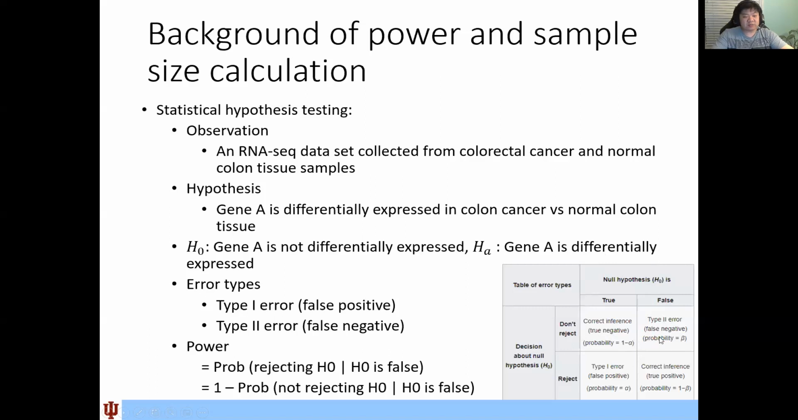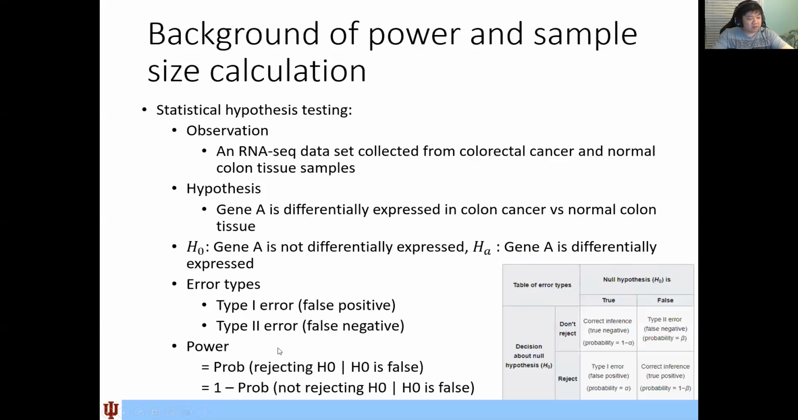And also there are two types of errors. The type 1 error is when the null hypothesis is true, but we reject it, which means a false positive. The type 2 error is when the null hypothesis is false, but we don't reject it, which means there is a differentially expressed gene, but we didn't reject H0. We consider gene A not differentially expressed, which is a type 2 error.